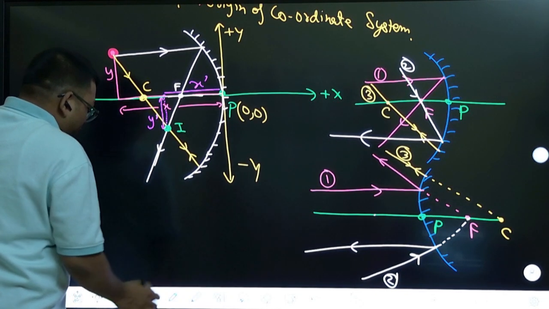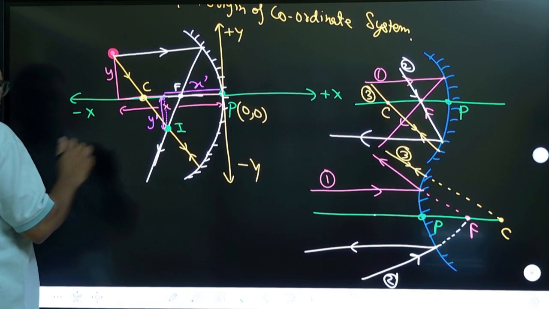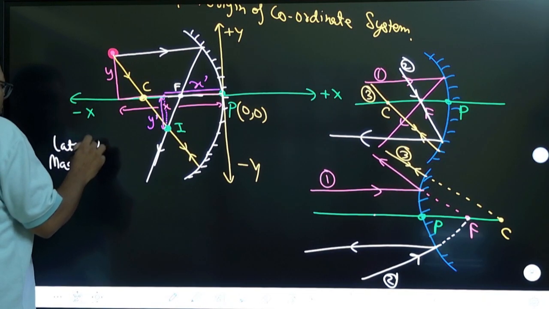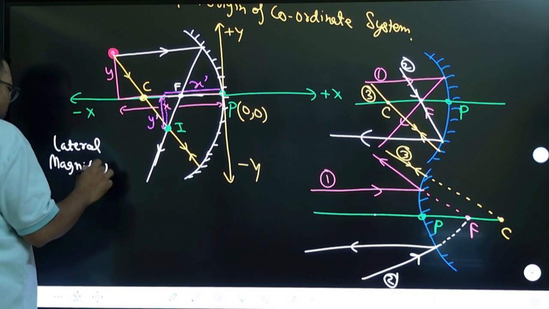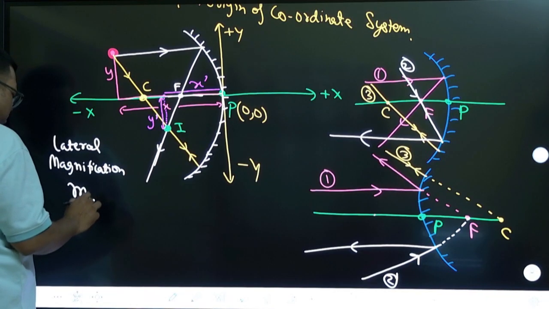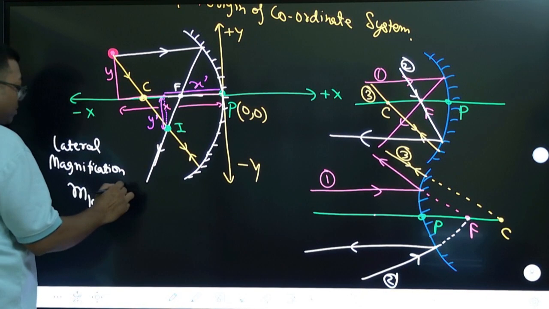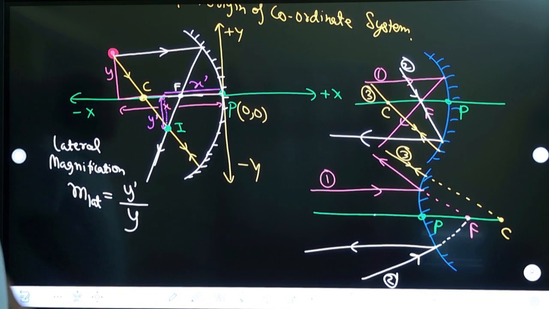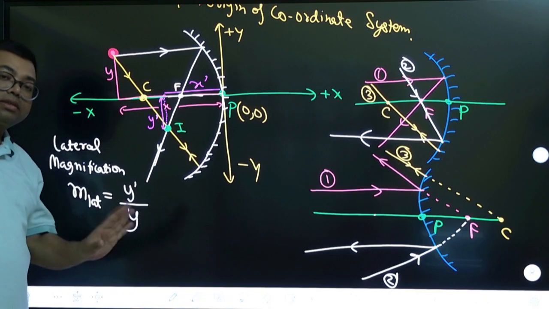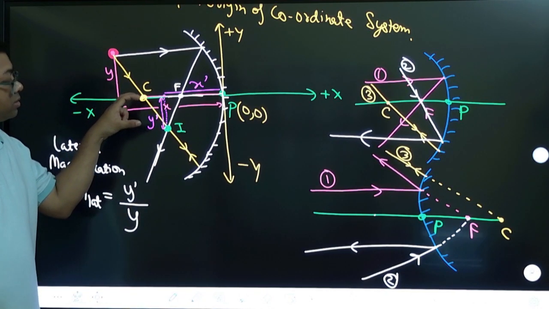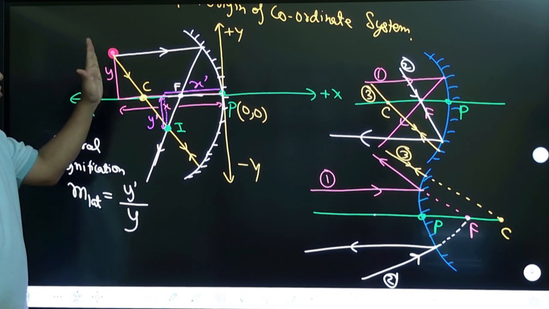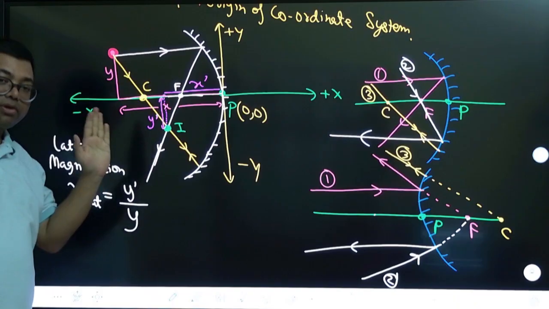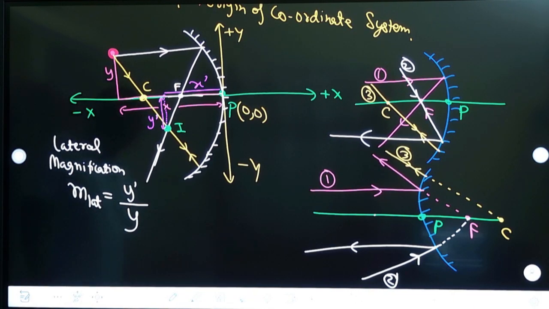First of all, note what will be the magnification. Which magnification? Lateral magnification. I am going to write this as m lateral. That lateral magnification will be this distance y dash by this distance y. Remember, these y dash and y are distances. Suppose this is the object, y represents the object, and y dash represents the length of the image in the vertical direction.